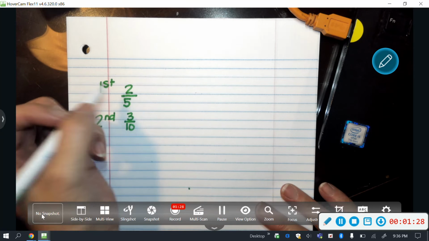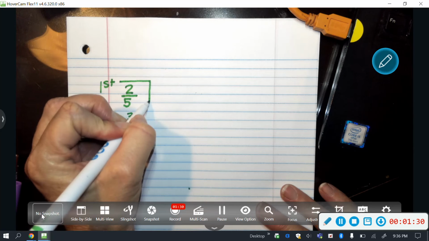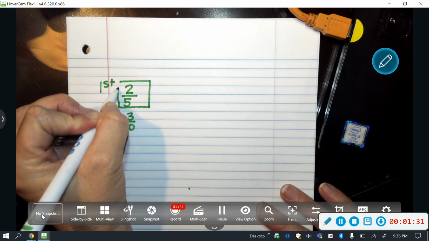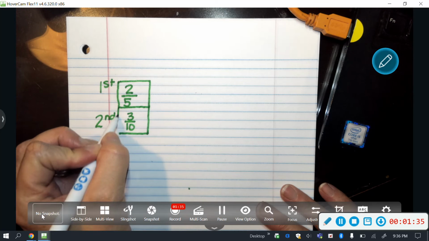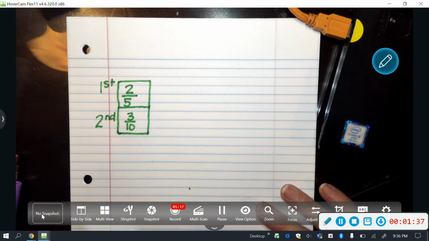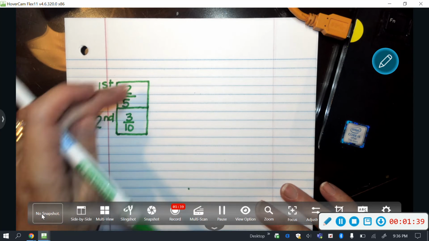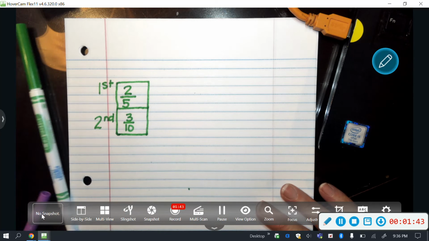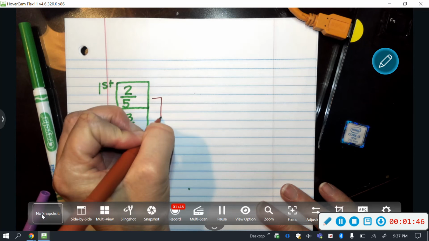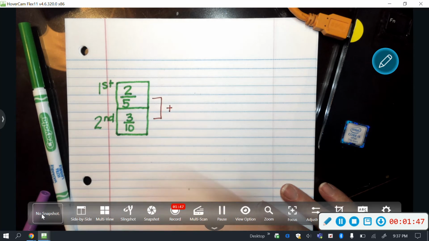And so this represents the amount that they sold the first week. This represents the amount that they sold the second week. And we want to know how much they sold at the end of the 2 weeks. So what are we going to be doing? We're going to be putting the 2 weeks together.